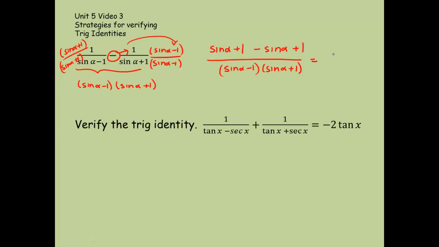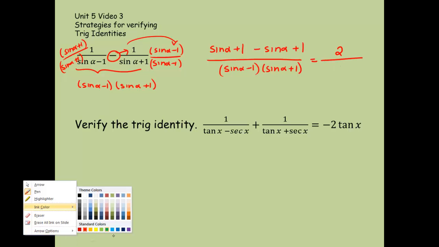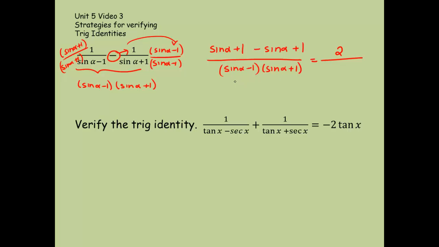To simplify my numerator, my sine of alphas cancel, and I just get a 2. To simplify my denominator, I'm going to change colors. I'm going to distribute here and get sine squared of alpha plus sine of alpha minus sine of alpha minus 1. The middle terms cancel, and I get sine squared of alpha minus 1. And this is my final simplified answer of adding those two fractions together.